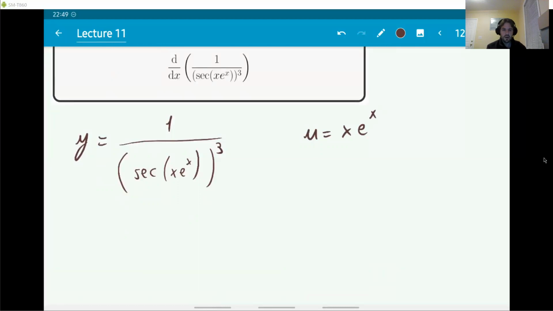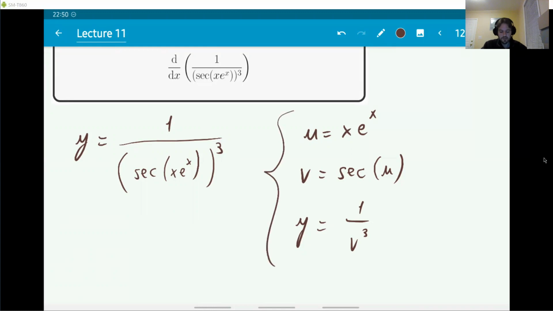The next function that we have, you have secant of that expression. This should be our v function: secant of that expression, secant of u. Finally, you have this outermost function that you can consider, 1 over that thing to the cube. y is equal to 1 over v cubed. You can write it this way. This is a function that we know how to differentiate. You could also have considered the cube to be yet another intermediary function, and then the final function is just 1 over that. So you'd have 4 steps. That's up to you, but this is a valid choice right here.